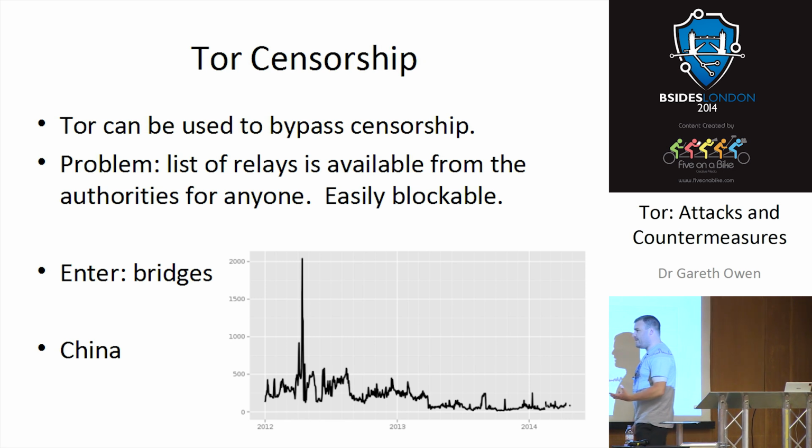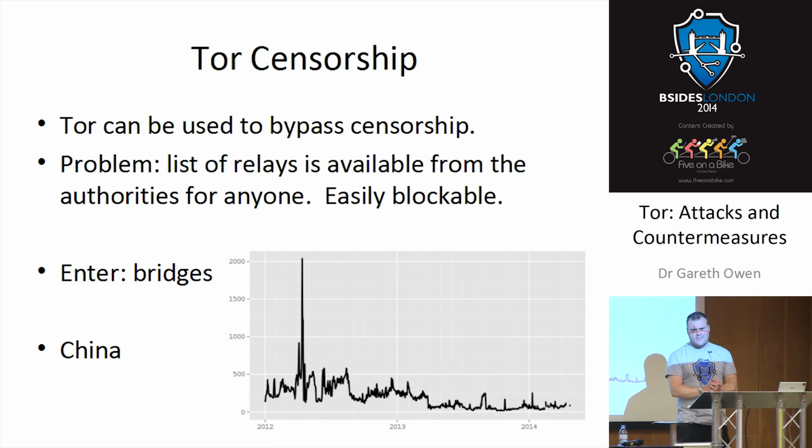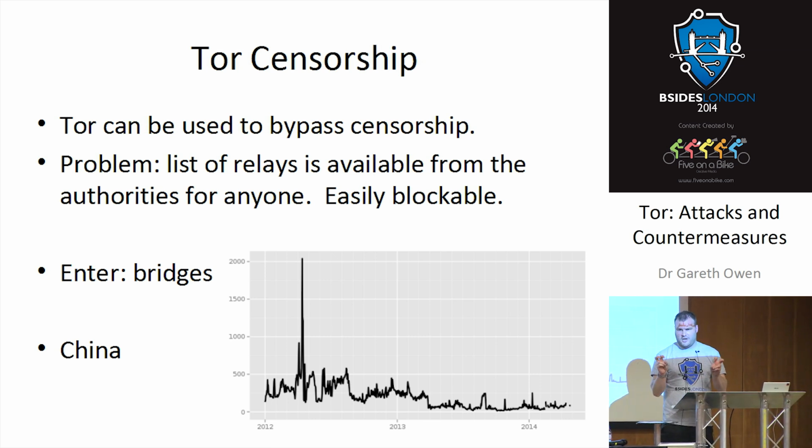So Tor's tried to counter this by introducing something called bridges. Bridges are nodes which don't appear in the consensus. They're essentially guard nodes, they're not, but essentially guard nodes which you can use to connect into the Tor network, but they're not inside the consensus and they're not widely publicized. So what you do is you go onto the Tor website and you have to enter a captcha, and you get given a list of 3 bridges which you could use to connect to the Tor network. Now you've got to go through a captcha to get that list, so it's very difficult to automate it.